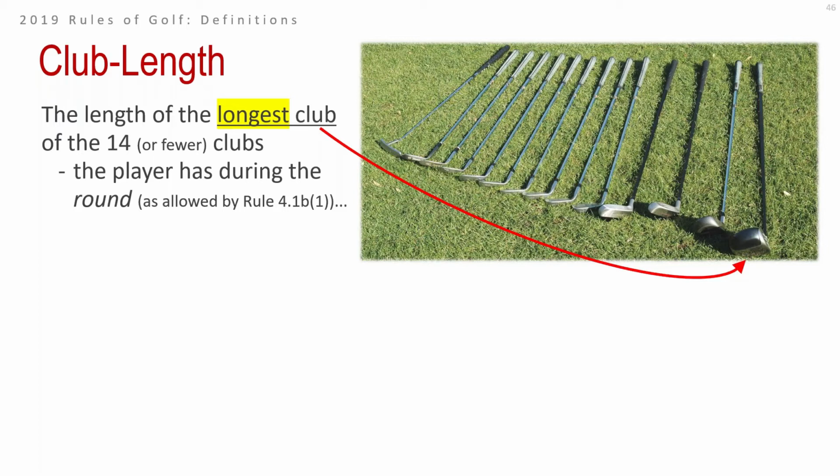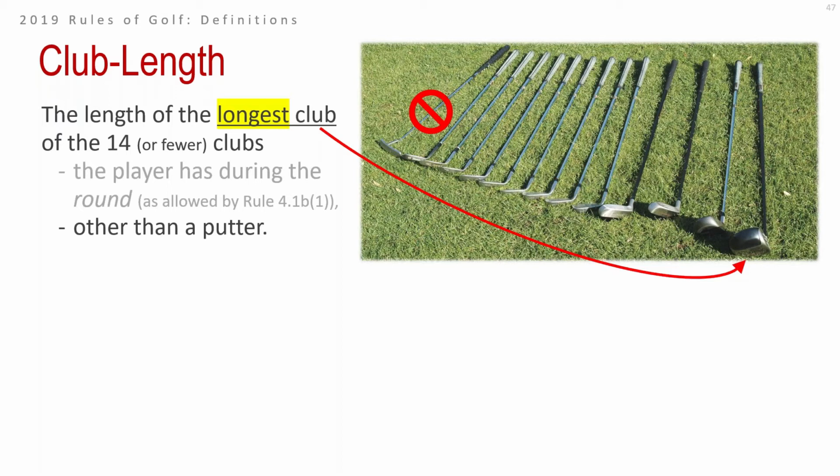Great. So a club length is the length of the longest club of the 14 or fewer clubs the player has during the round. One caveat to this is that the longest club in your bag or that you selected for the round cannot be your putter. As this example points out, more often than not, it is your driver that is typically the longest club in your bag. So you are entitled to measuring your club lengths via the length of the driver or the longest club in your bag other than a putter.